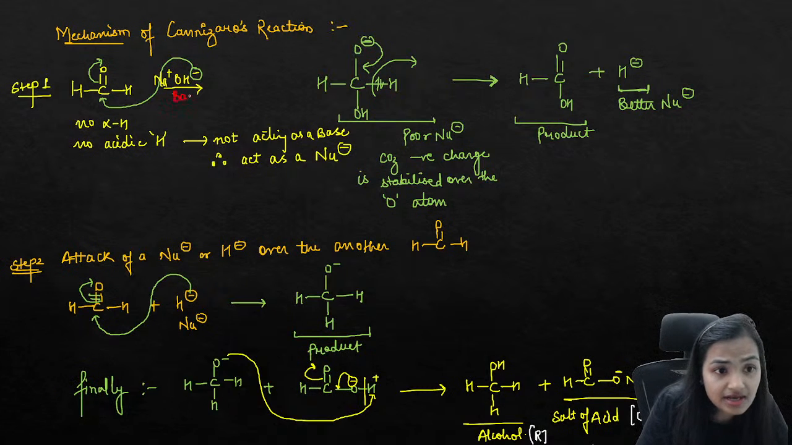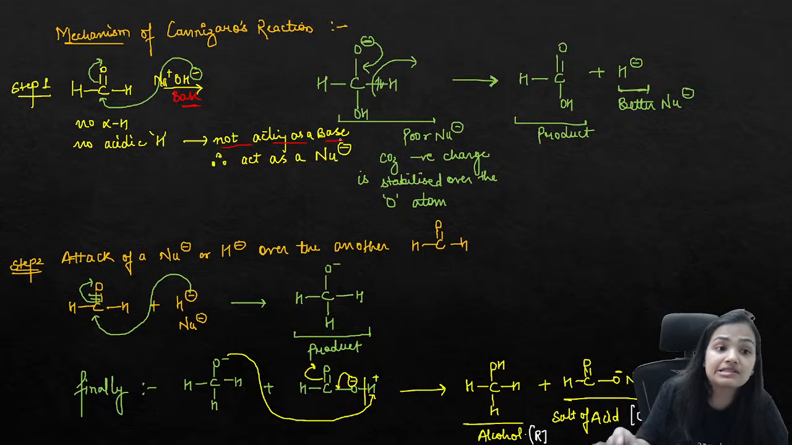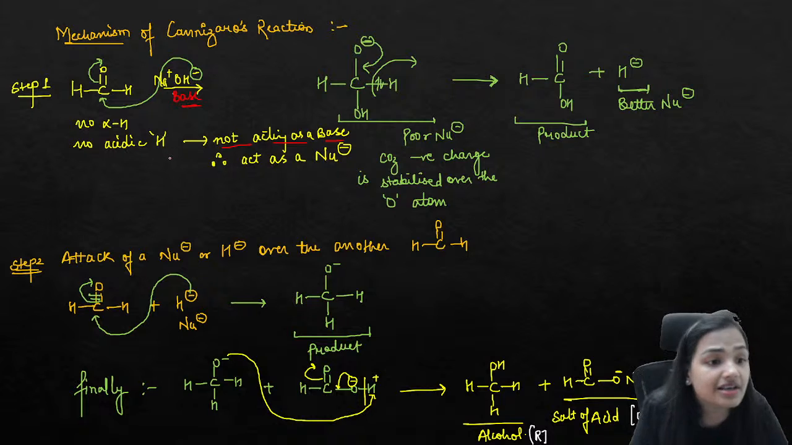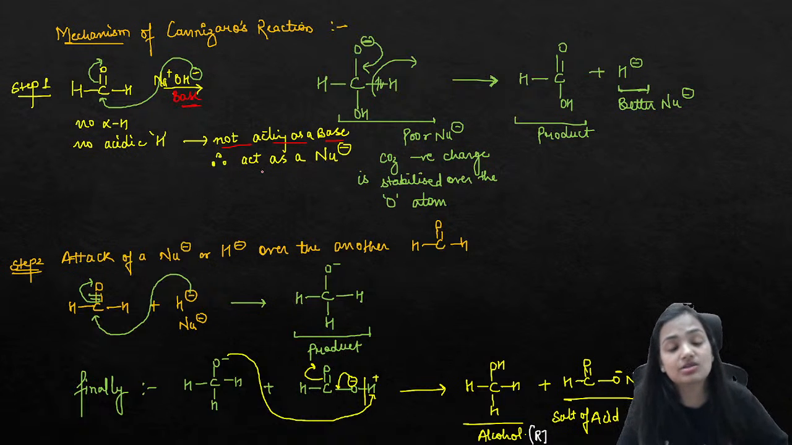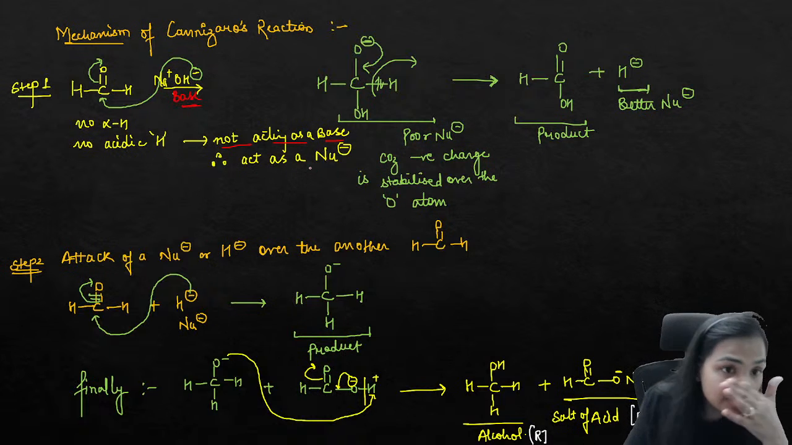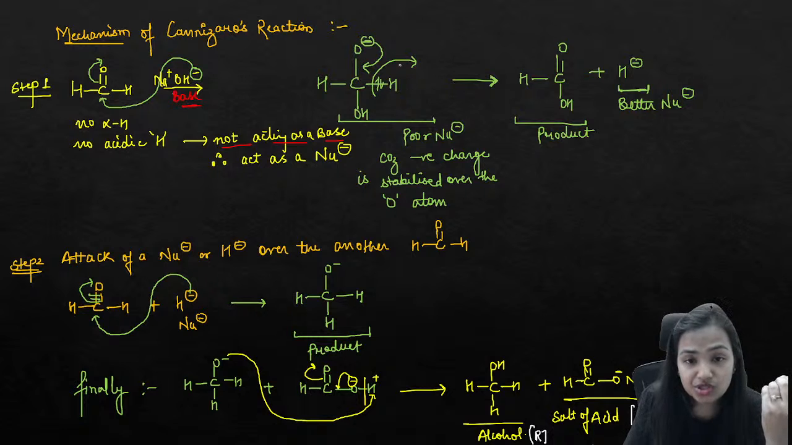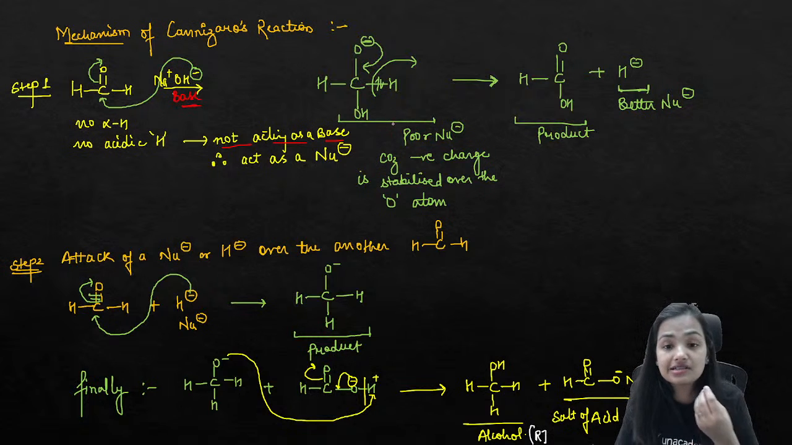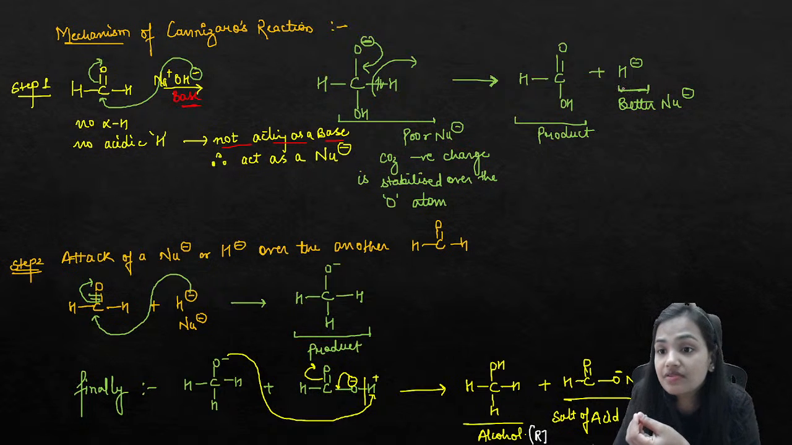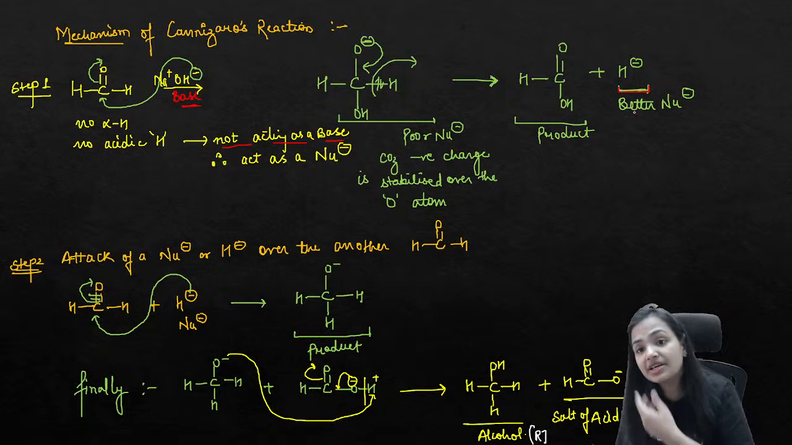It was a base, but it is not acting as a base. Why is it not acting as a base? The reason being, we don't have any acidic hydrogen. So ultimately it has to act as a nucleophile and try to attack as a nucleophile. Since it was attacking as a nucleophile, we got this as the species. And here we found that this is a very poor nucleophile, and because it is a poor nucleophile, we will be getting H negative as a better nucleophile there.